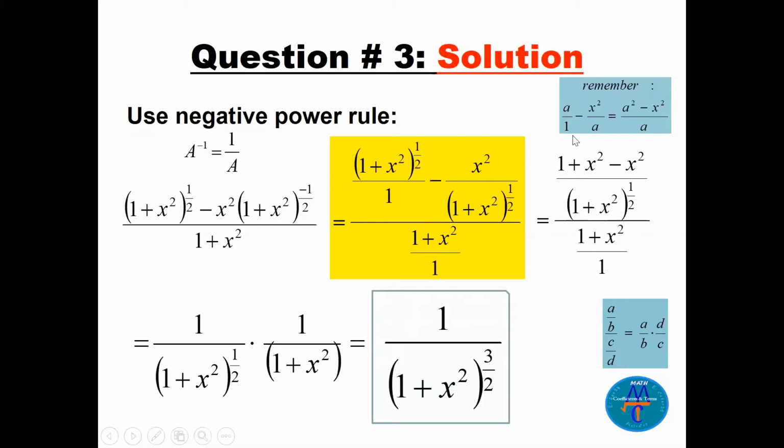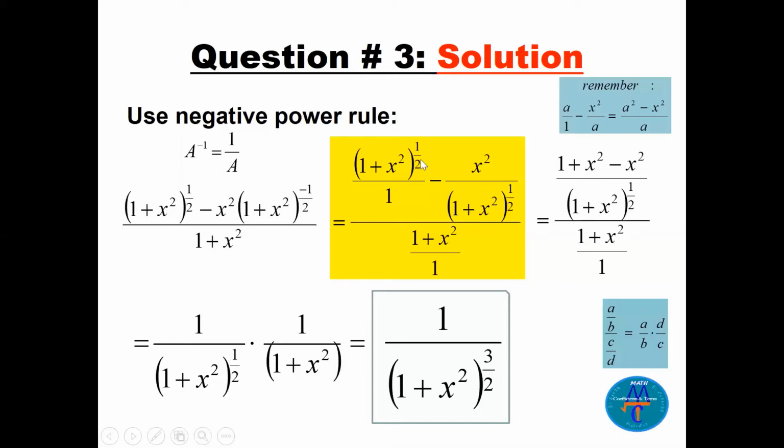Just remember a simple example. Look at the simple example here. If you have a minus x squared over a, oh, this is a very nice example. Compare this with the yellow. A over 1, see, just look at the numerator here. This is a, same number. A over 1 minus x squared over a. The LCD will be a, then here it will be a squared minus x squared. See, a squared, that means you multiply this and this.